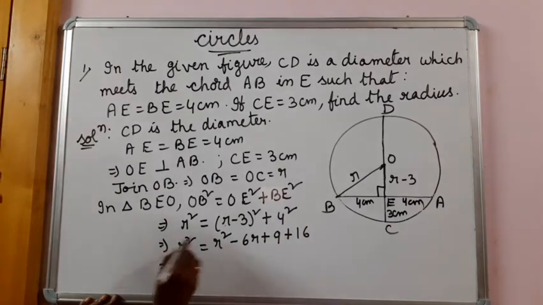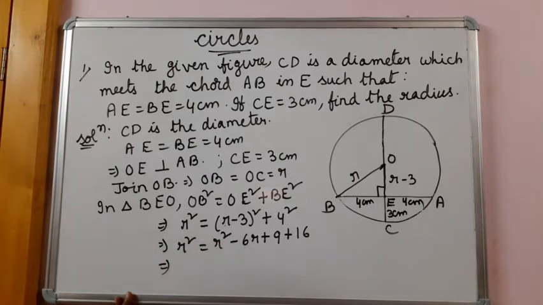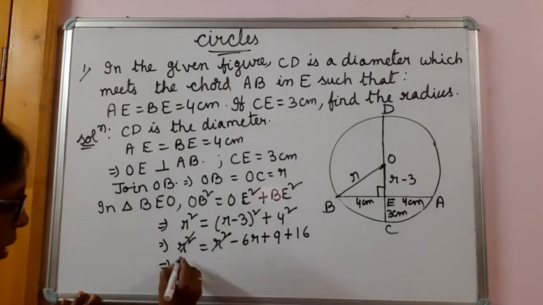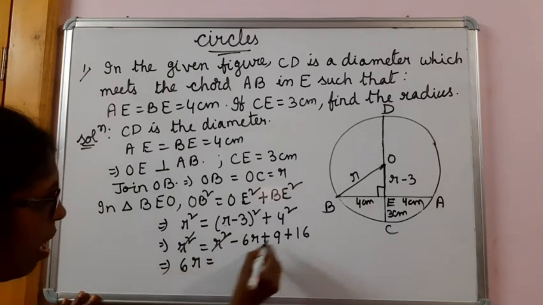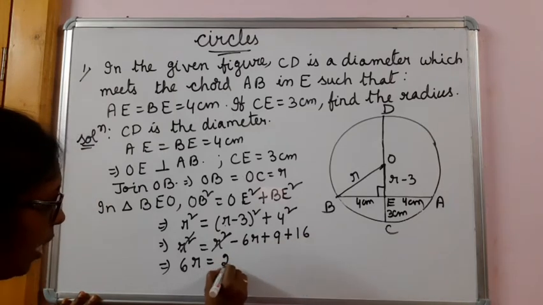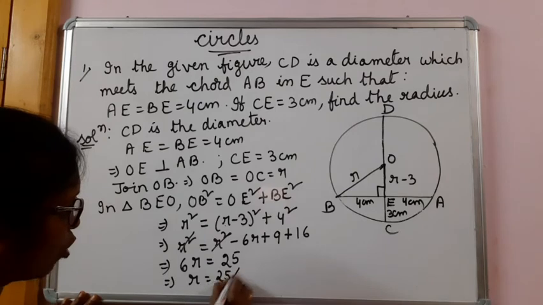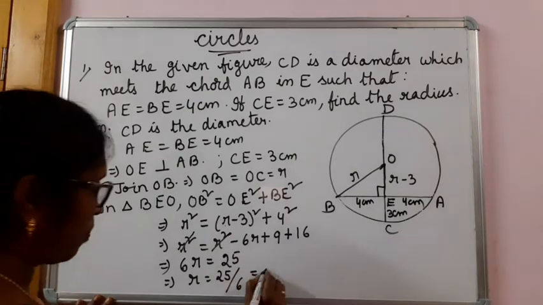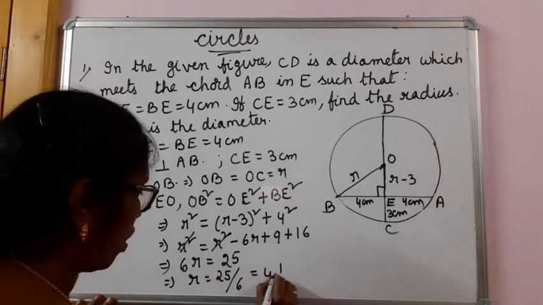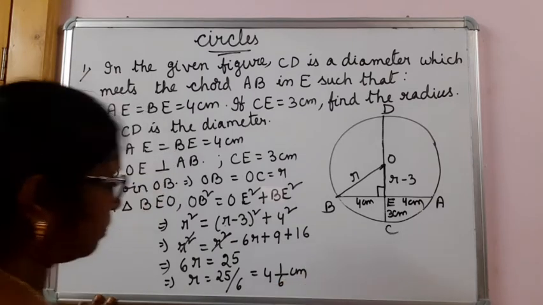Now we can see both the sides, R square is there. So R square will be cancelled. Now let me bring this minus 6R to this side. It will be 6R equal to 9 plus 16, 25. That implies R is equal to 25 by 6. That means 4 and 1 by 6 cm.